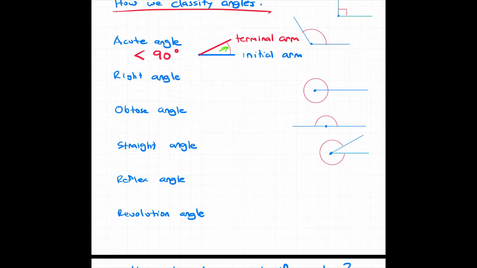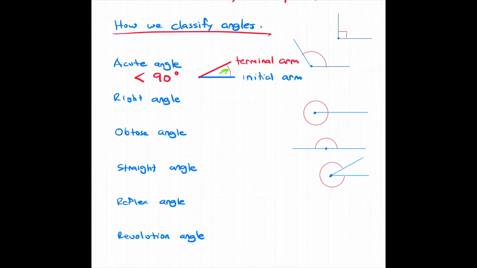Okay, the next one says right angle, and what do we know about a right angle? Well, it is equal to 90 degrees, and that is going to be this one right here. And notice that the symbol is not an arc that's showing the angle, it's actually this little square right there. So it's showing that it is square, which is another word for 90 degrees.